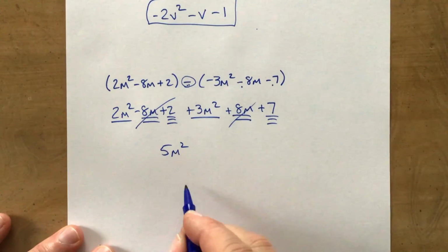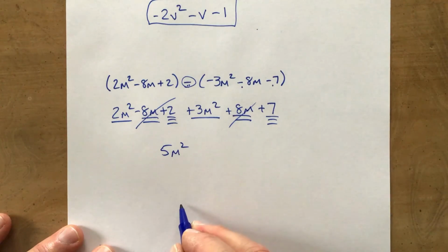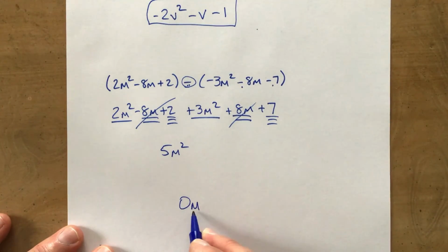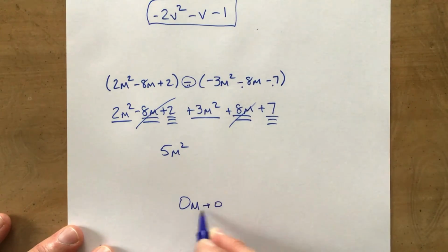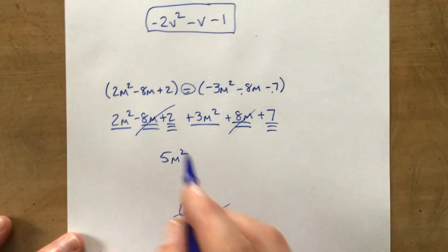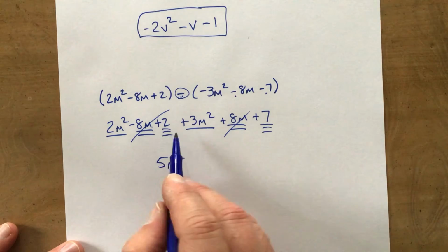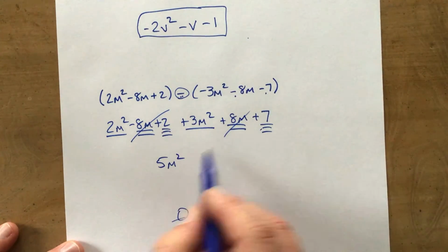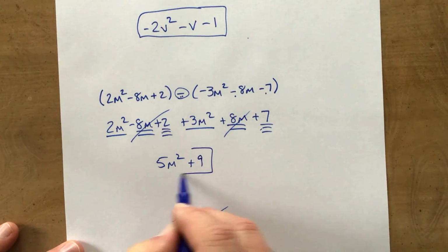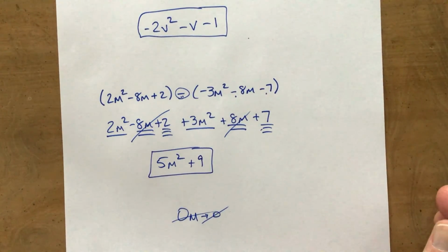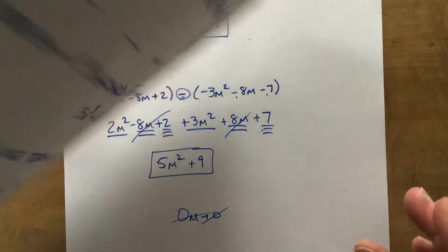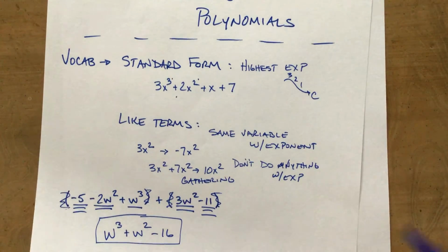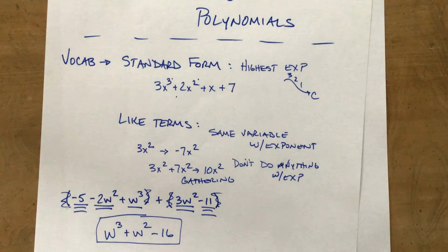Please do not make an ox, or in this case, an ohm, okay? 0m, 0 times m is 0. 0 times anything is 0. We just get rid of that. So if it can be reduced out, then it goes reduced out. Cancel each other out. And then 2 plus 7 is 9. So that's your answer. All right? Adding and subtracting. The biggest thing that you have to remember is to make sure that it's in standard form and you gather like terms. Keep having fun with math.